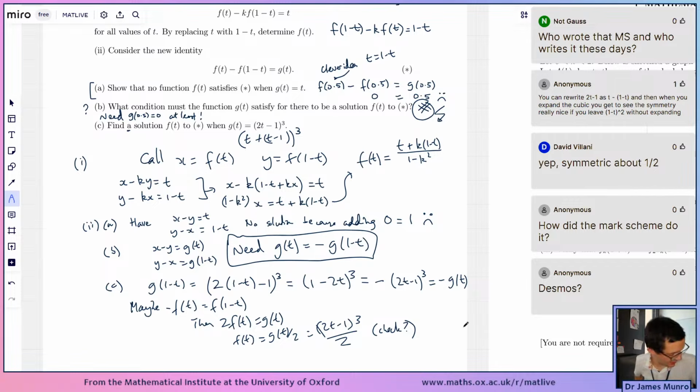Who wrote that mark scheme? I don't know who wrote that one. It's from quite a while ago. These days, the web solutions are currently written by me. It's a bit challenging writing the web solutions.